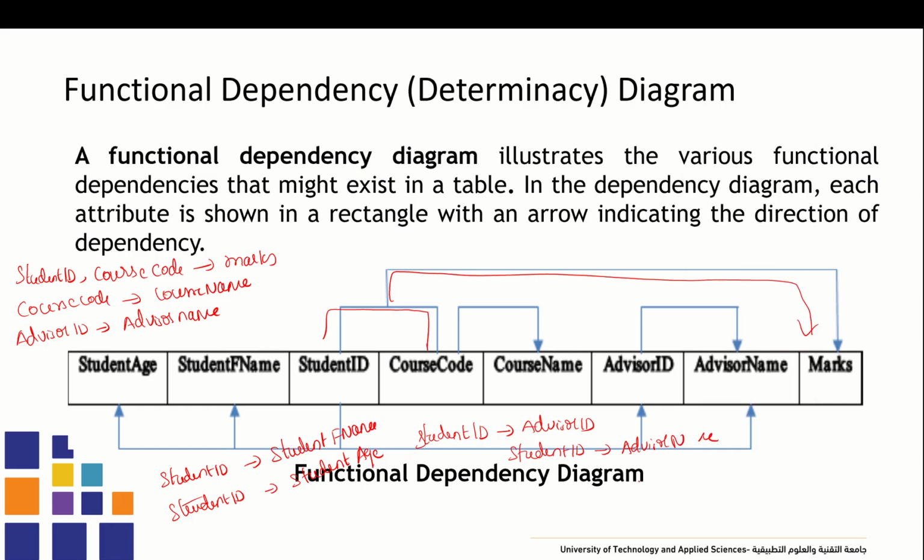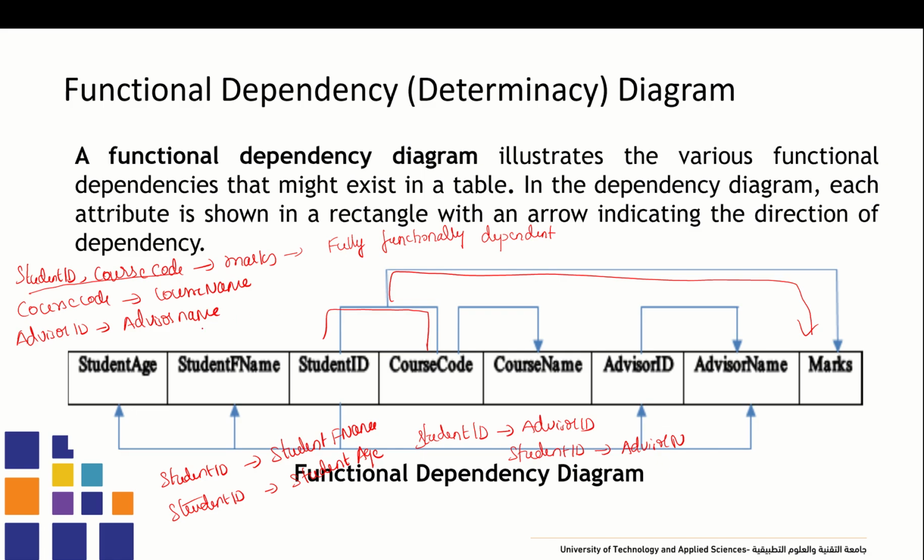Done. Now which one is fully functionally dependent? Fully functionally dependent means definitely on the left side you will have two attributes. Can I remove any one attribute and still determine marks? Suppose you want to determine the marks, you need the student ID and course ID together to determine the marks. So you cannot remove anything. So this is fully functionally dependent, and all the other things are partial functional dependent.